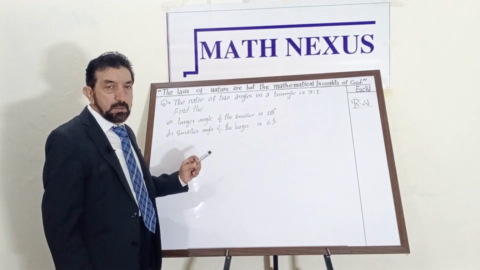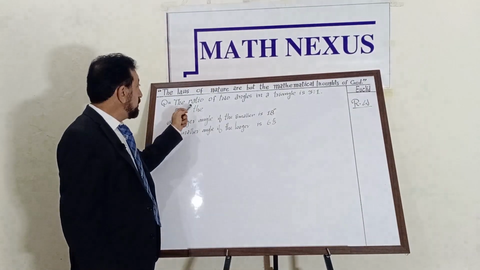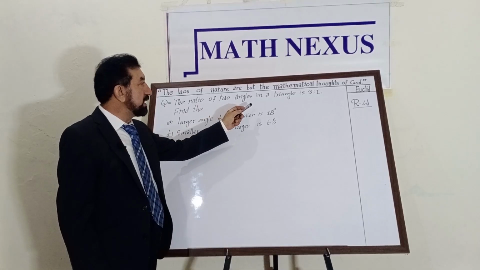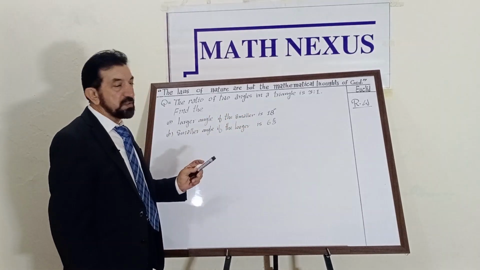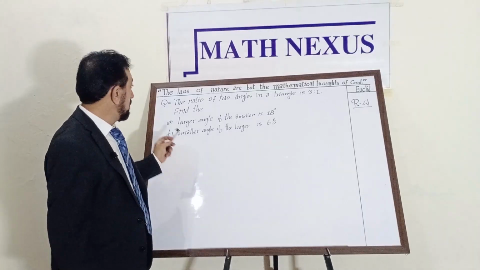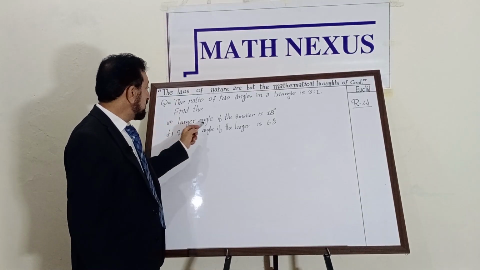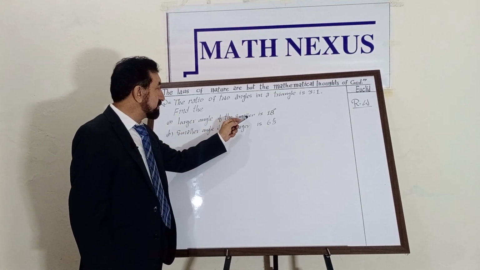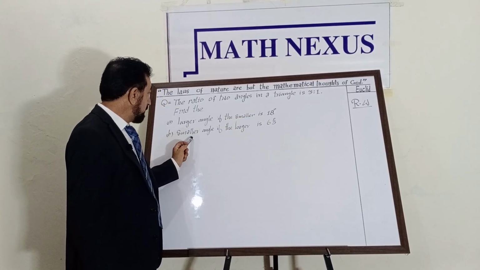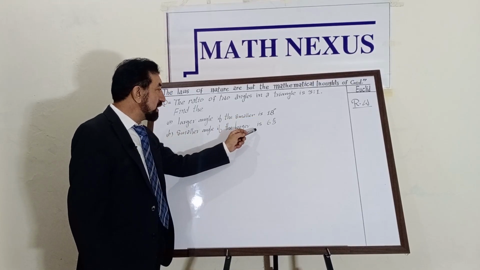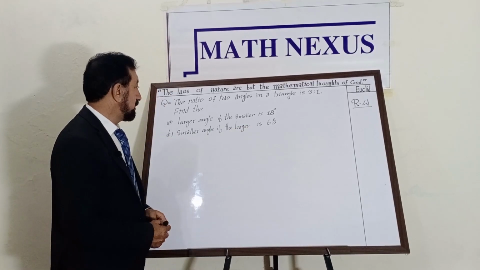Look at the question. The ratio of two angles in a triangle is 3:1. We are discussing ratios. A. Find the larger angle if the smaller is 18 degree. B. Find the smaller angle if the larger angle is 63.